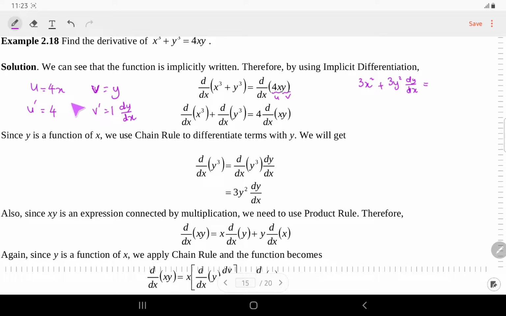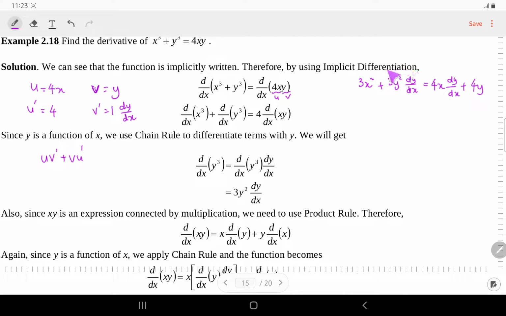Okay, so by applying the product rule, we need to write u v prime plus v u prime. Put it on the left side, right side. So our u v prime will be x dy over dx. Okay, and then plus v u prime. Okay, v u prime is for y.